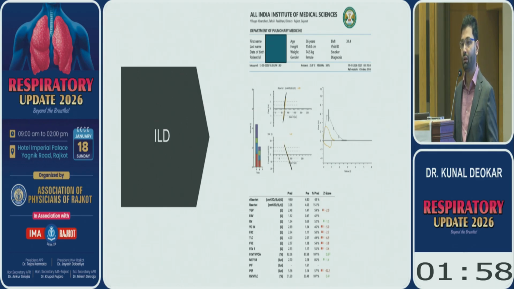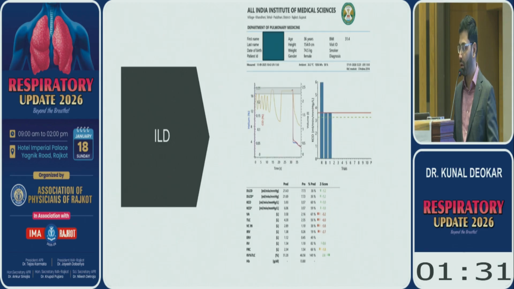Once you know restriction, you want to know whether it is a parenchymal restriction or an extraparenchymal restriction, for which you see RV. If RV is also reduced, that means it is a parenchymal restriction. You also look for FRC. If FRC is also reduced, again it suggests parenchymal restriction. If RV is preserved, that means there is extraparenchymal restriction like neuromuscular disease or kyphoscoliosis or chest wall disease. And this is what happens to DLCO in patients with ILD, 36% of predicted, highly reduced.